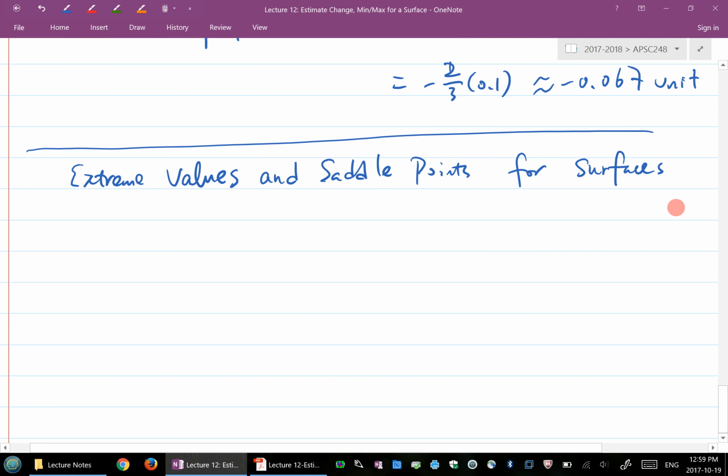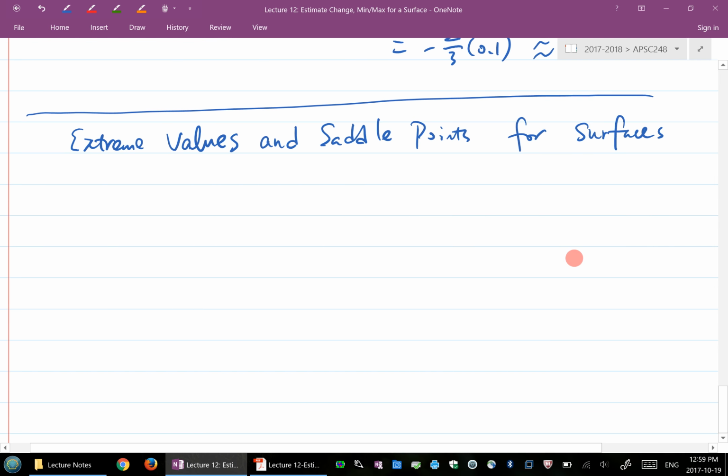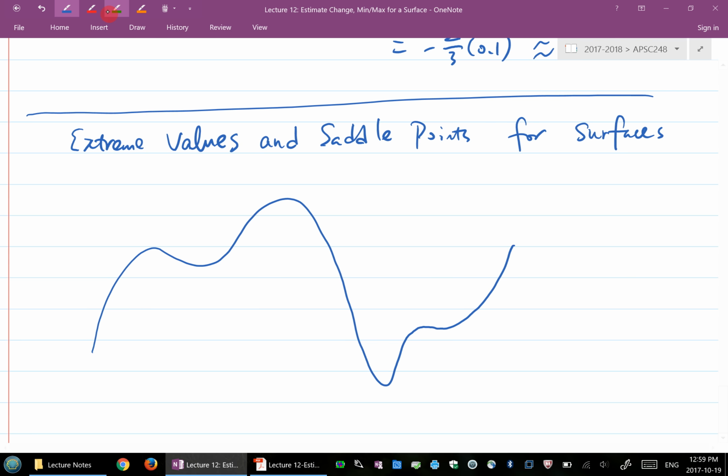So what do we mean by extreme value or saddle point? We'll come to the saddle point shortly. But let's talk about the extreme values for a surface. That is quite straightforward. Let's say you have a surface, some sort of a change of terrain here. And when you walk around this surface in the mountains, inevitably you will see, this is not a very good drawing, but okay.